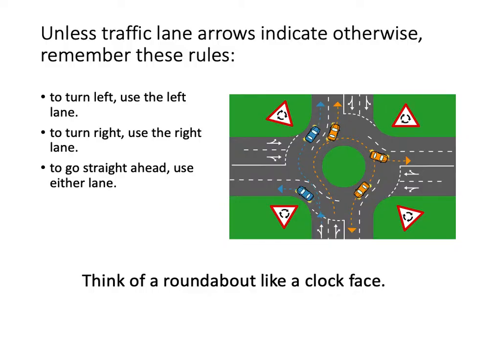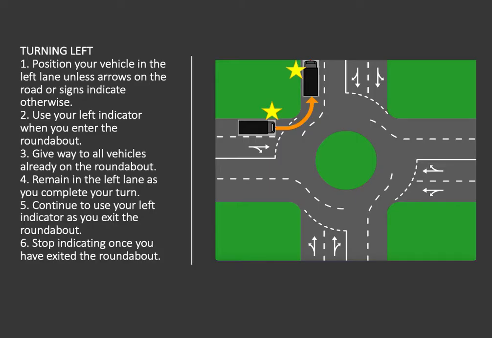Unless traffic lane arrows indicate otherwise, remember these rules. To turn left, use the left lane. To turn right, use the right lane. To go straight ahead, use either lane. Think of a roundabout like a clock face.